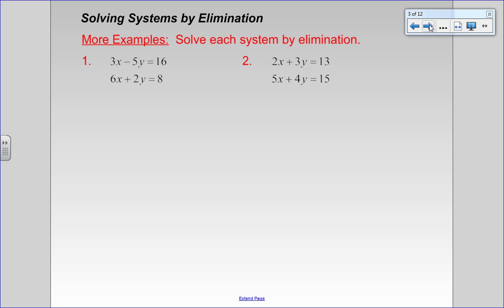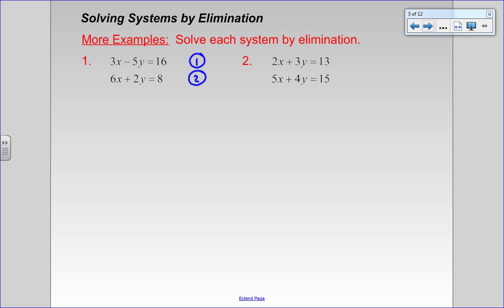Let's look at two more examples that are slightly more complicated. In problem 1, 3x minus 5y equals 16 is equation number 1, and 6x plus 2y equals 8 is equation number 2. Both equations are written in the form ax plus by equals c. However, neither the x nor the y terms have opposite coefficients.